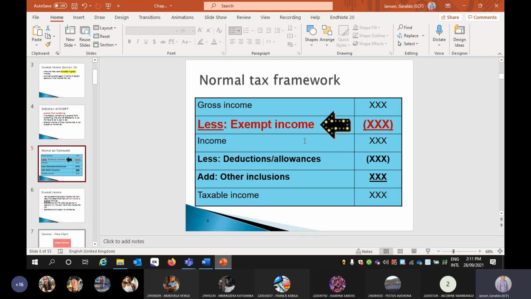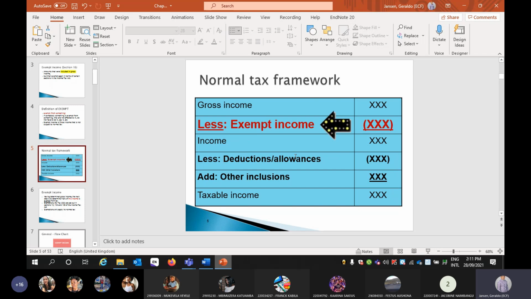In my normal tax framework, guys, I'm just doing a recap because we did this yesterday already. I want to get through the work that we have to cover today. We are busy with exempt income, the red part there, and by the end of this semester we should be done with each of these. It's not as simple as just saying gross income. There are a lot of things you need to consider, including special inclusions. Now we look at exempt income, and that will give us income.